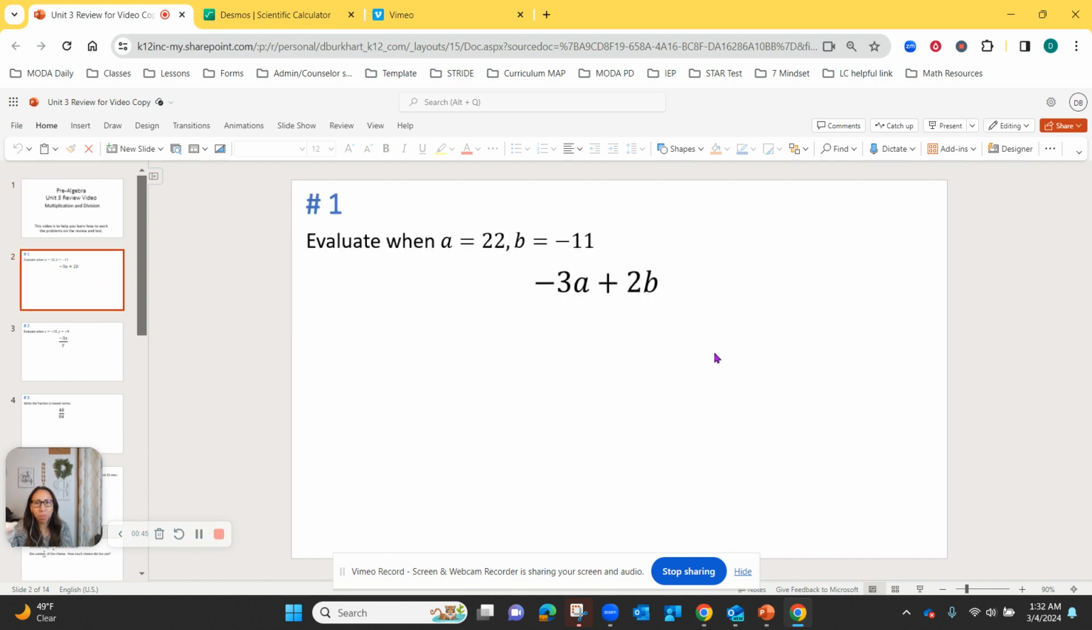So we have number 1, evaluate when A is equal to 22 and B is equal to negative 11. The first thing I need to do is replace that A with 22 and negative 11 to the variable B.